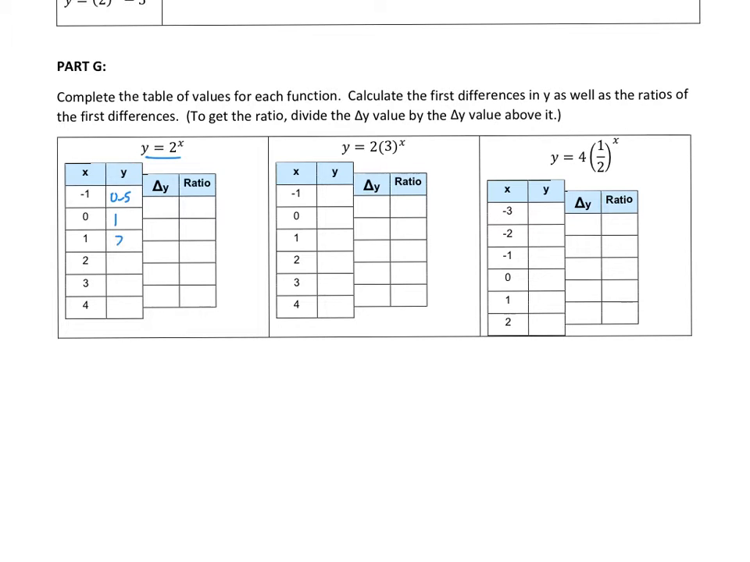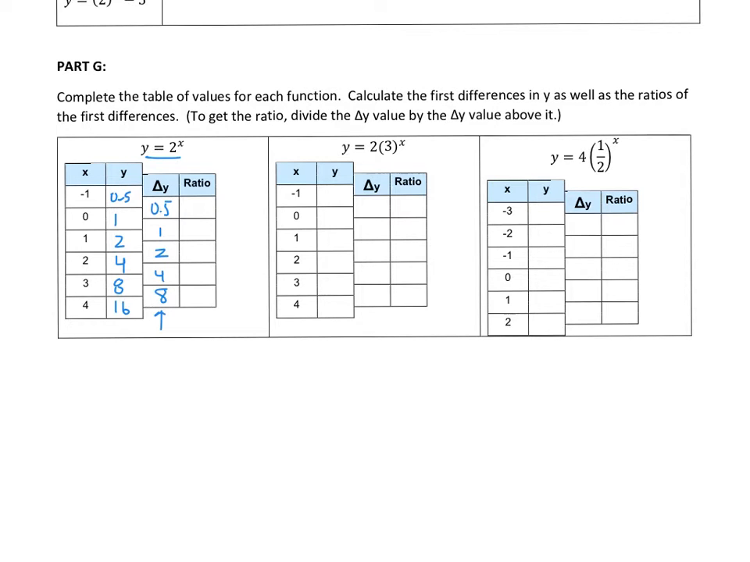2 to the 1 is a 2. 2 squared is 4. 2 cubed, 2 times 2 is 4 times 2 is 8. 2 to the 4 will be a 16. Now we're going to calculate the difference in our y values. So 1 take away 0.5 would be 0.5, and then 2 take away the 1 is 1, and then 4 take away 2 is 2, 8 take away 4 is 4, 16 take away 8 is 8.